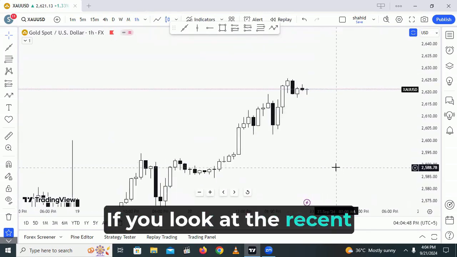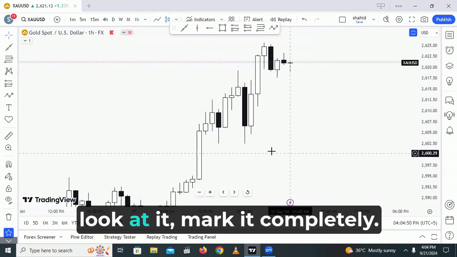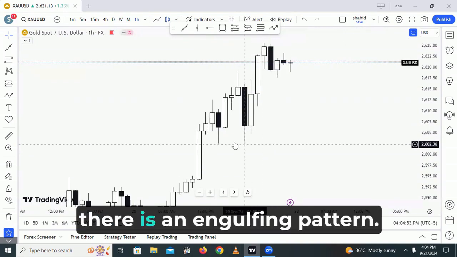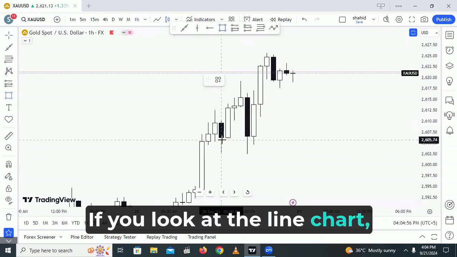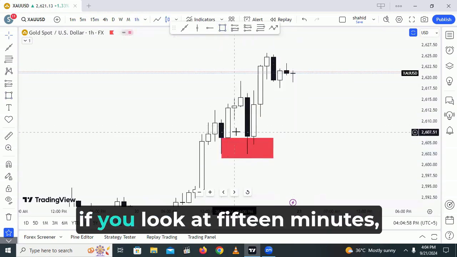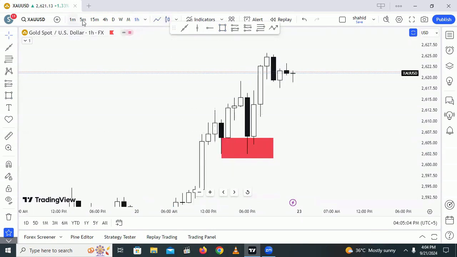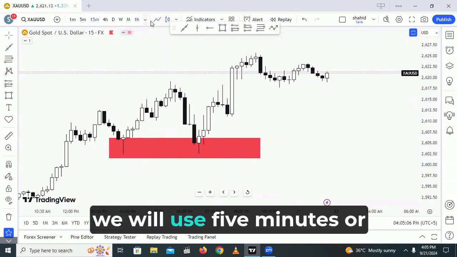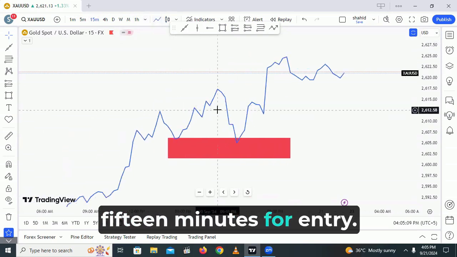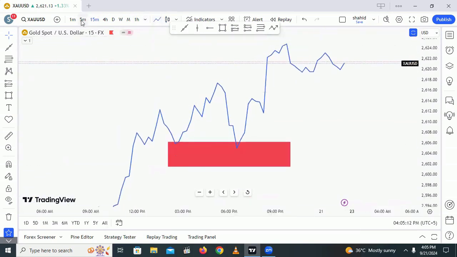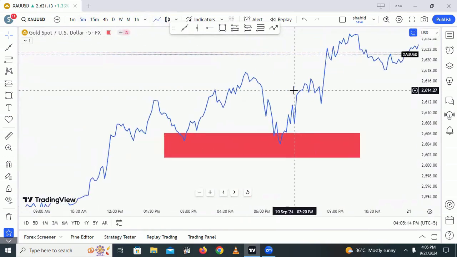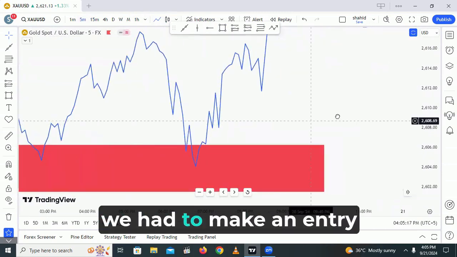If you look at the recent scenario, I think this one, look at it, the market completely... Here there is an engulfing pattern. If you look at the line chart, we didn't see anything. So if you look at 15 minutes, we will use 5 minutes or 15 minutes for entry, or minute one. Okay, if you see here, we have to make an entry from here.